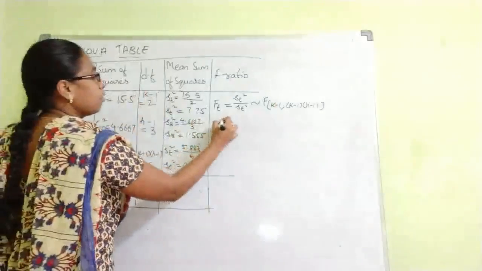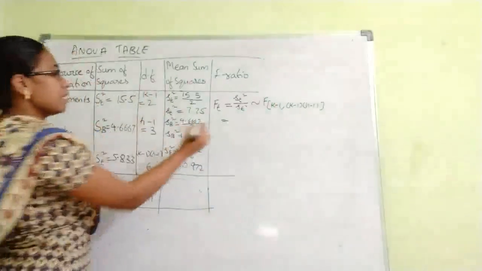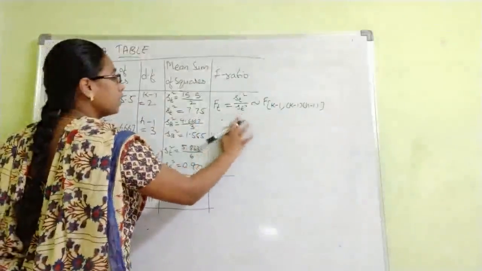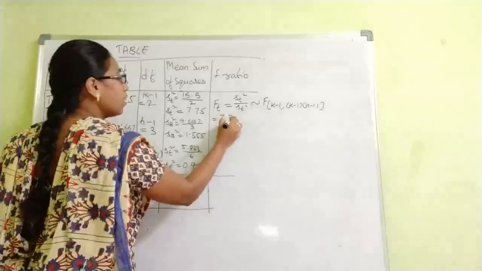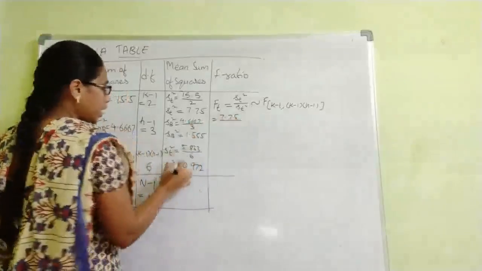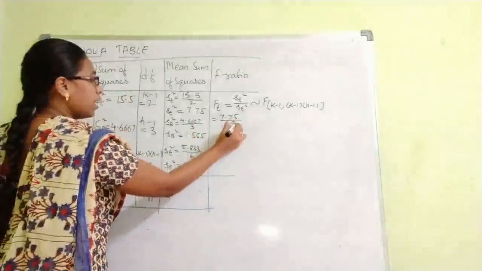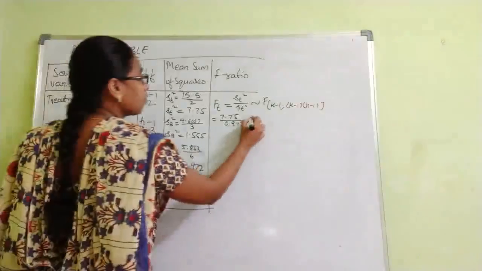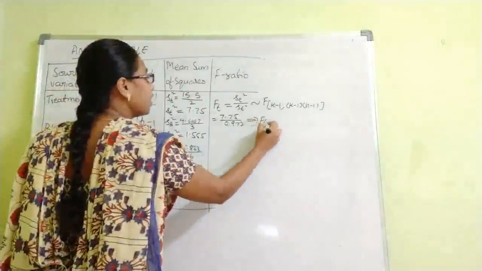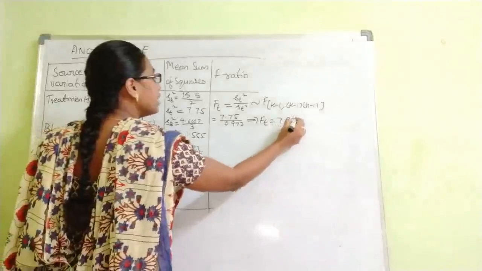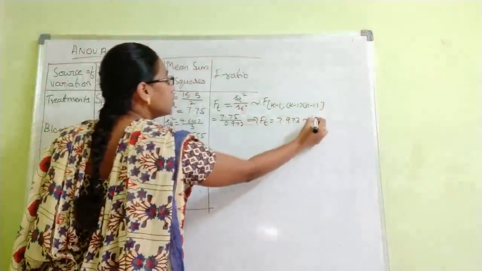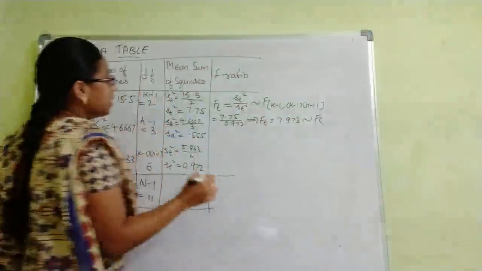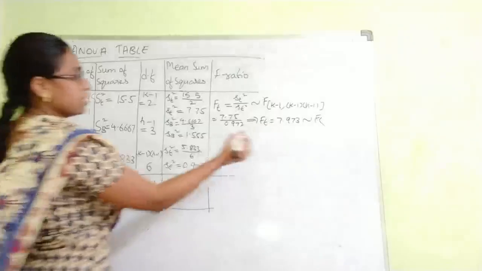So what is the value? ST square is 7.75 divided by the error value 0.972. So the FT calculated value equals 7.973, which follows the F distribution with degrees of freedom 2,6.